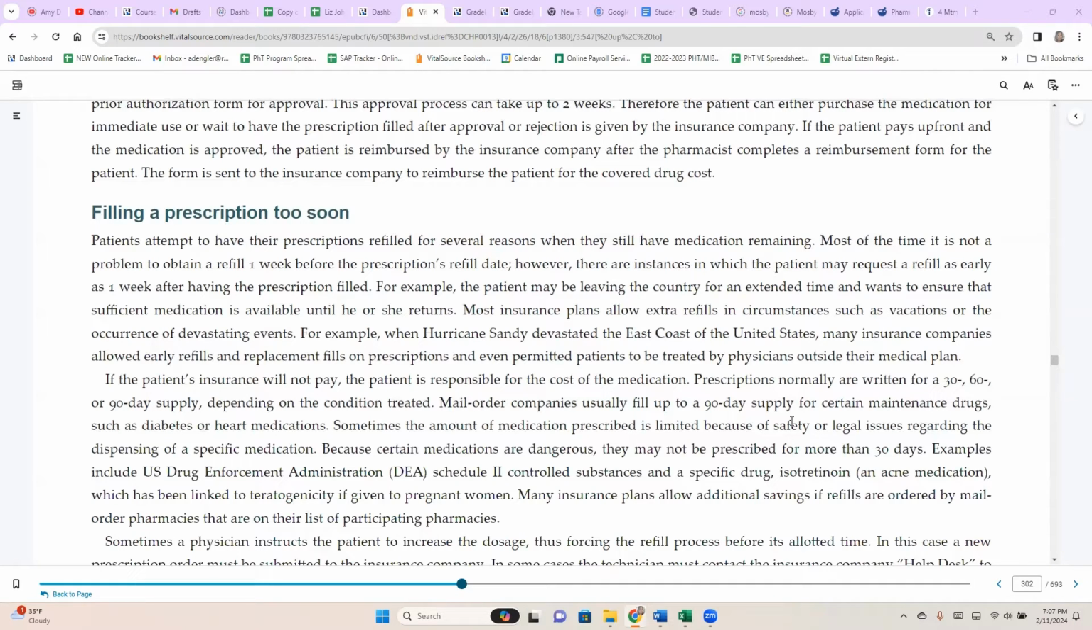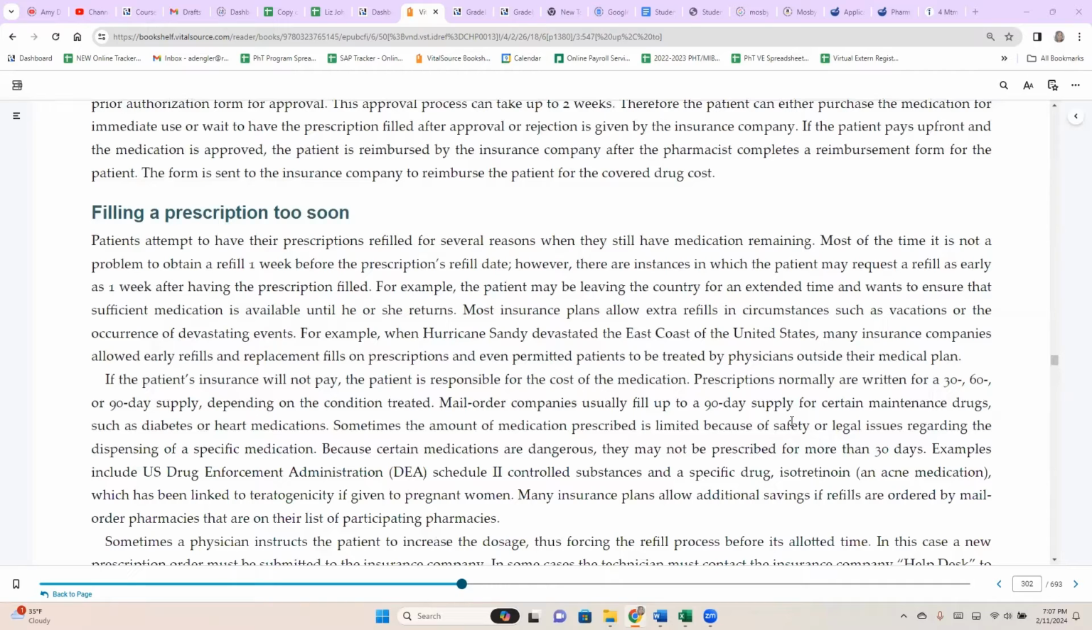Most insurance plans allow early refills in circumstances such as vacations or the occurrence of devastating effects. If the patient's insurance will not pay, the patient is responsible for the cost of the medication. Prescriptions normally are written for 30, 60, or 90-day supplies, depending on the condition treated. Mail order companies usually fill up to 90-day supplies for certain maintenance drugs, such as diabetes or heart medications.